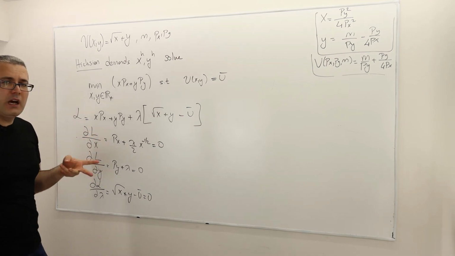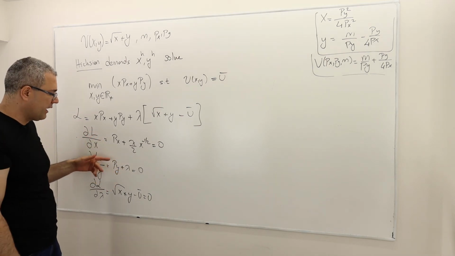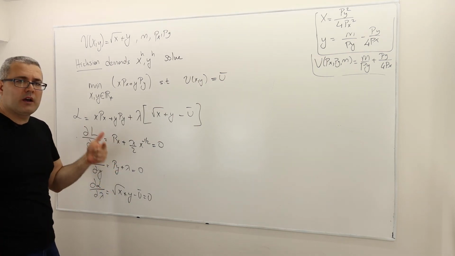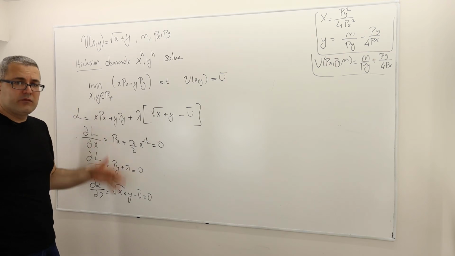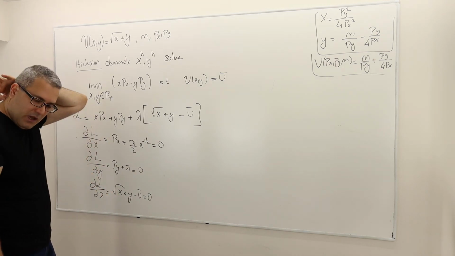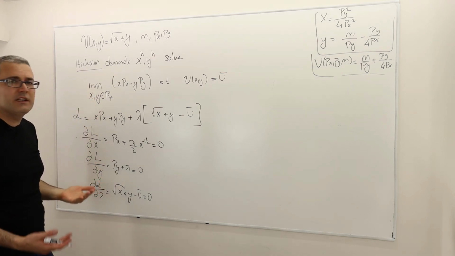I have three unknowns, x, y, and lambda, and three equations. So I should be able to solve for x, y, and lambda. But to be honest, I don't really care about the value of lambda. All I care about is x and y.